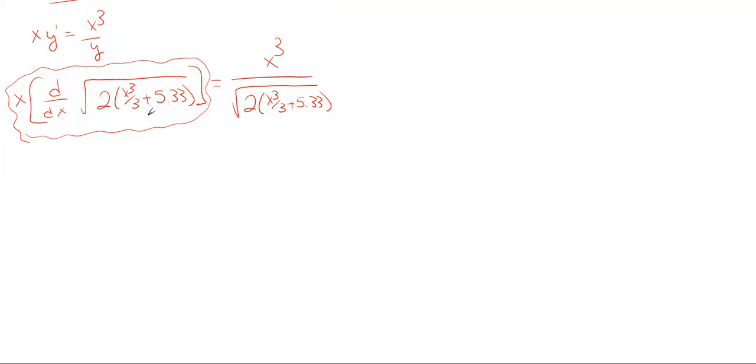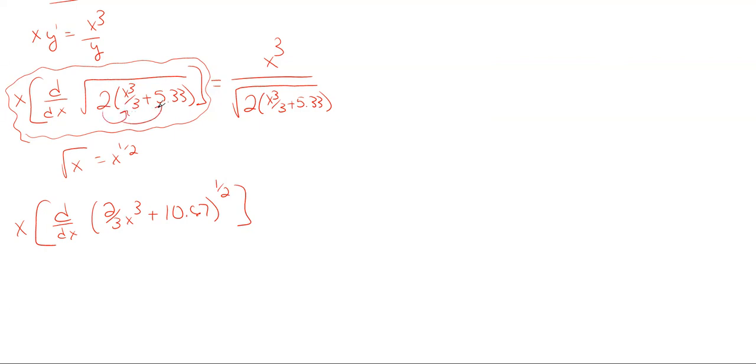So looking at this derivative right here, just keep in mind, remember, square root of x is x to the 1/2. So essentially what we have for this left part is x times the derivative with respect to x of (2/3 x cubed plus 10.67) to the power of 1/2. All I did was take the 2 into each part here, making it 2/3 and 10.67, and then turning the square root into the 1/2.